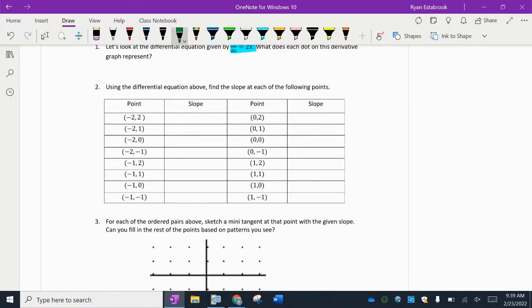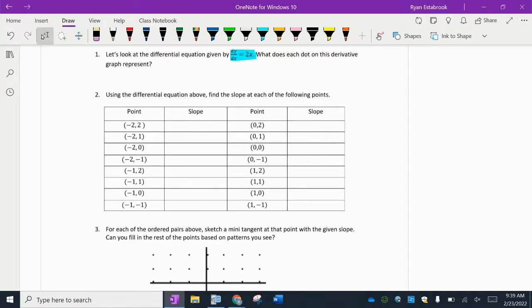So at the point (-2, 2), I'm going to plug this point into this derivative we have up here. And what this derivative is saying is it doesn't matter what the y value is. The derivative, the slope, is 2 times the x value. So 2 times that x value would be -4. To keep going, my next point is (-2, 1). I plug this into my derivative equation: dy/dx equals 2 times x. 2 times -2 is, again, -4.